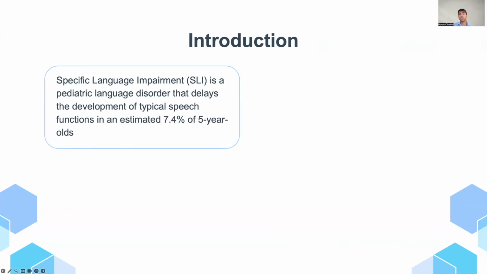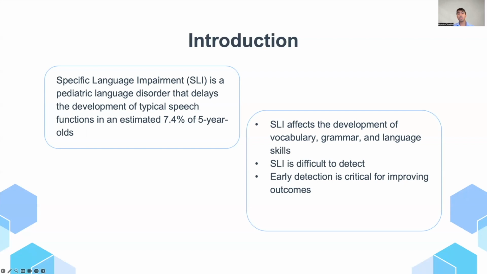So you may be asking, what is SLI? Well, SLI is a pediatric language disorder that delays development of typical speech functions in an estimated 7.4% of 5-year-olds, and is not caused by any known neurological, sensory, or intellectual disorders. Diagnosing and treating SLI early is important because it affects the development of vocabulary, grammar, and language skills, impacting written and verbal communication and hindering the ability to clearly communicate. SLI is difficult to detect given the lack of apparent symptoms. However, early detection is critical for improving outcomes.